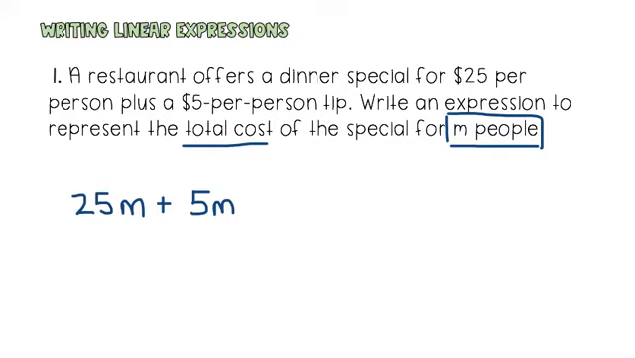25M plus 5M, they both have the same variable, they're both like terms, so I can rewrite this expression as 30M. And there's nothing left for us to solve in this problem. There's no equal sign. 30M is the expression that just represents our word problem.